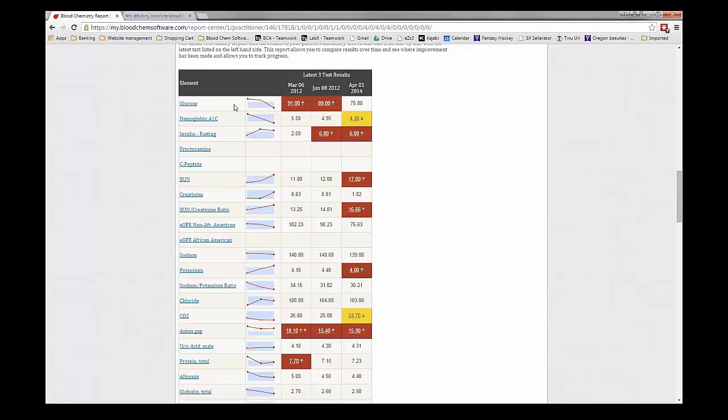And so we can see that back on March 6th, 2012, this patient had a 91 glucose, not super duper high, maybe not diabetic high, but definitely higher than we would like to see it, trending towards those conditions. And as we can see, a downward slope towards optimal means that we are trending towards optimum wellness in this particular element, which, as we know, is associated so strongly with blood sugar regulation.